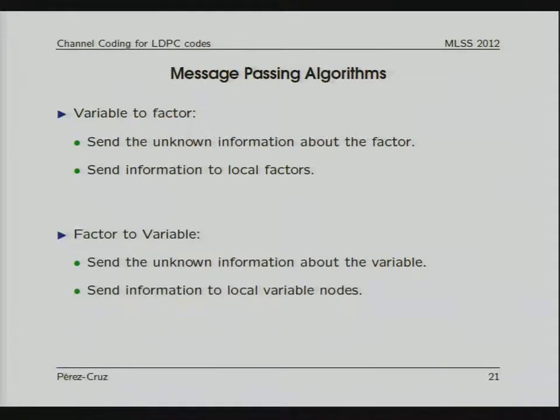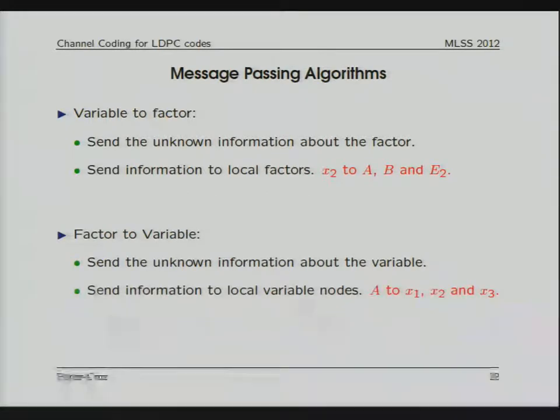Okay? So the variable is going to send to each factor the information it knows about itself that the factor ignores. Okay? So x2 is connected to A, B, and E2. Okay? So it has to send information from x2 to A, to E2, and to B. And it has to send all the information that it knows about itself.